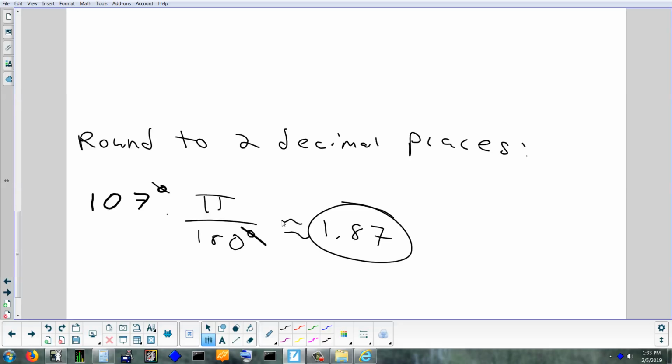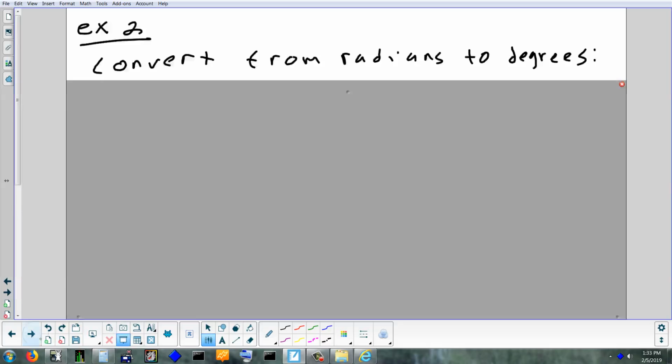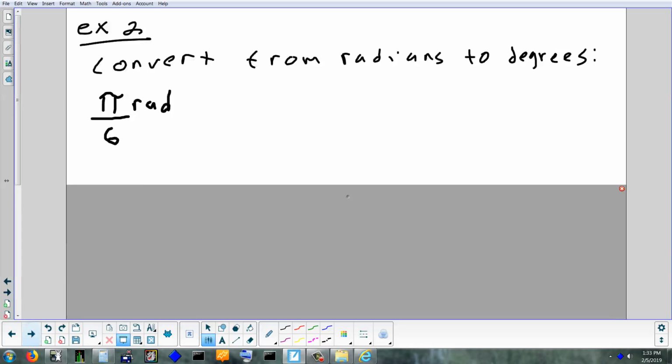Okay, radians to degrees is pretty much the same. We just flip that fraction. So the first one, I put RAD just to label it. I'm going to erase it after that because you've got to get used to not seeing it.